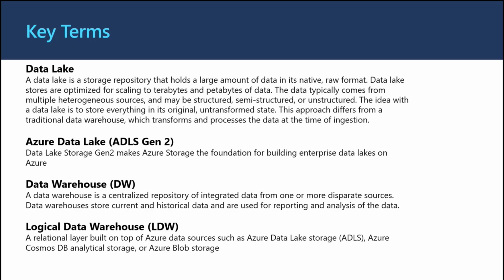So I'm sure many people have heard this term thrown around. This is obviously data lake storage, as we said, is going to be one key component to this whole architecture. This is the definition that I like. So a data lake is a storage repo that holds a large amount of data in its native raw format. Data lake stores are optimized for scaling to terabytes and petabytes of data. The data typically comes from multiple sources and may be structured, semi-structured, or unstructured. And the idea for a data lake is to be able to store everything in its original untransformed state, as well as all of the different transformed states through the different zones that we're going to be talking about today at the different points of serving that data.